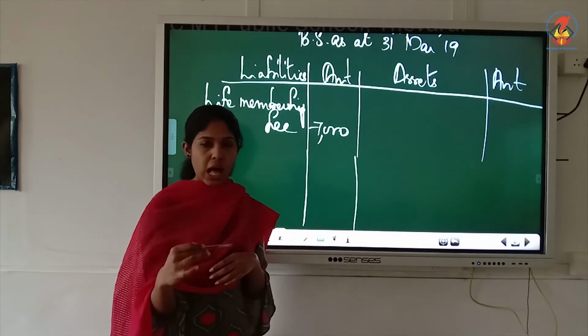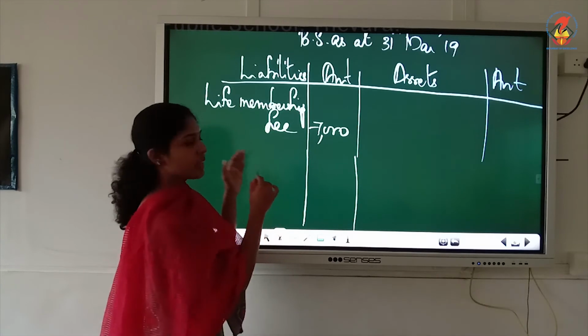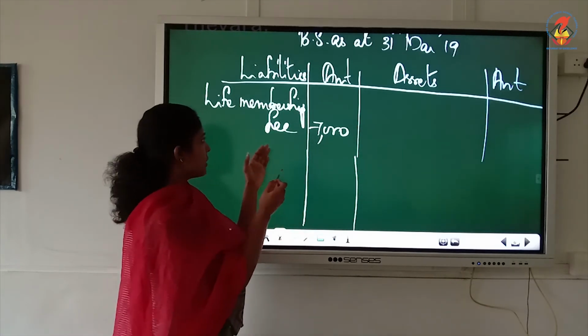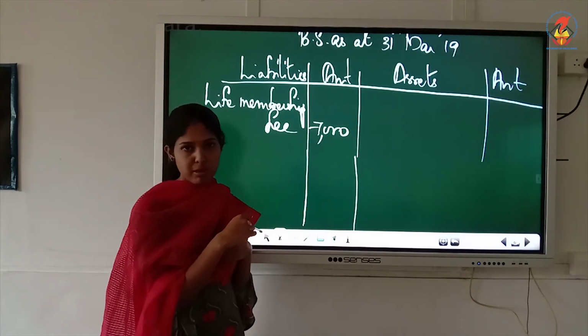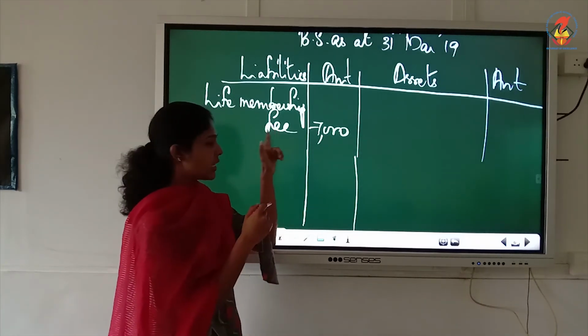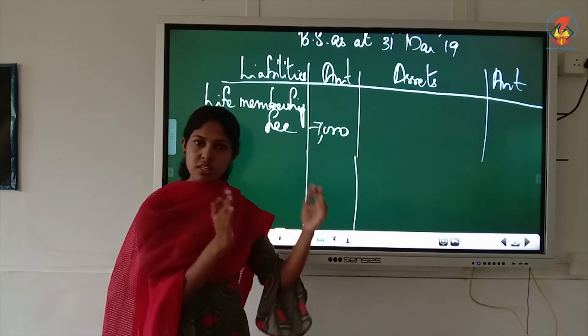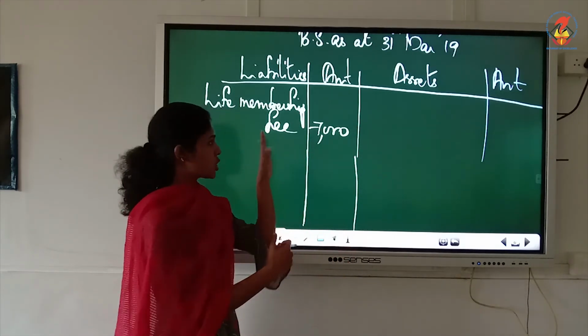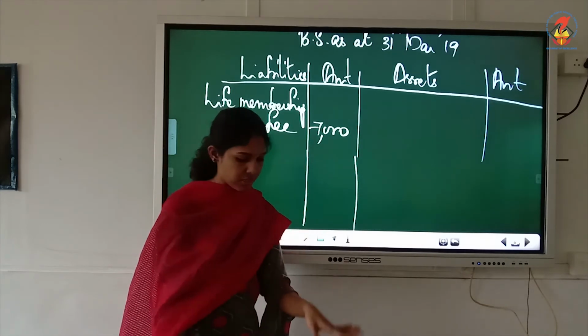Then in your answer, they have added it with capital fund. They have written like capital fund, add surplus. Then with that they have added this life membership fee also, because that is capital in nature. So, they have added it with the capital fund. You can either add it with the capital fund or show it as a separate item on the liability side.